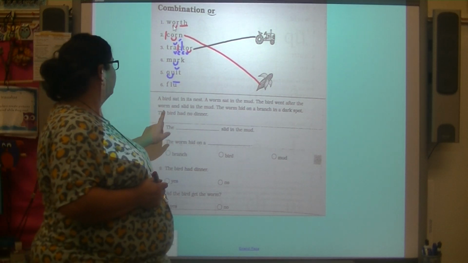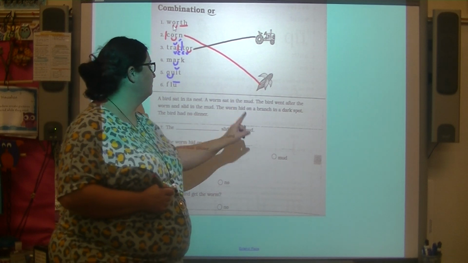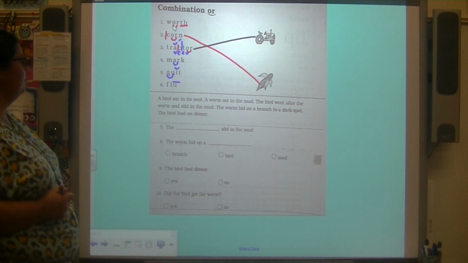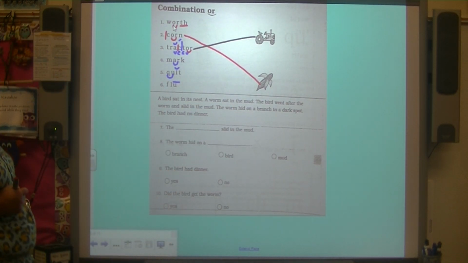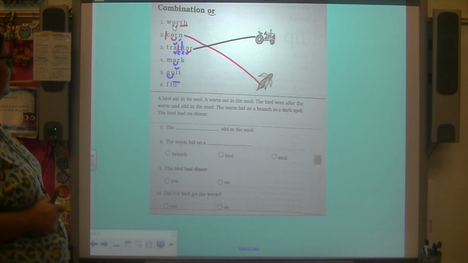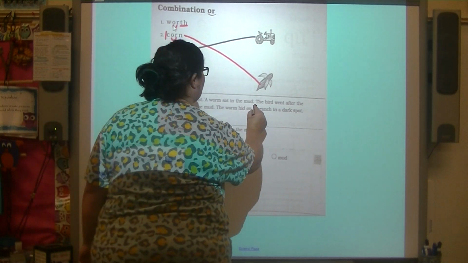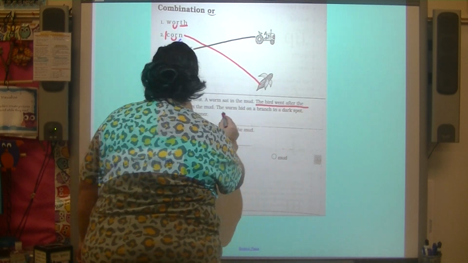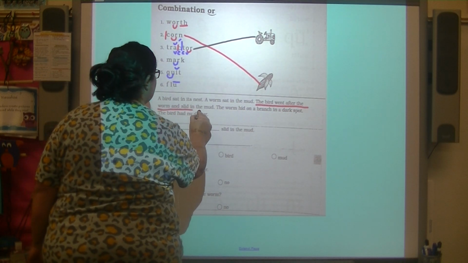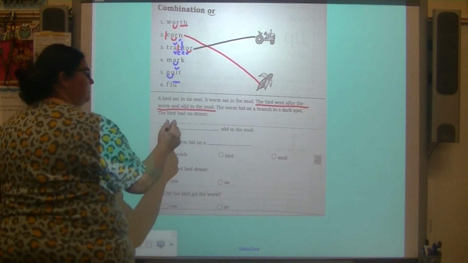Number 7, the blank slid in the mud. Who slid in the mud? All right, it says the bird went after the worm and slid in the mud. So the bird did.